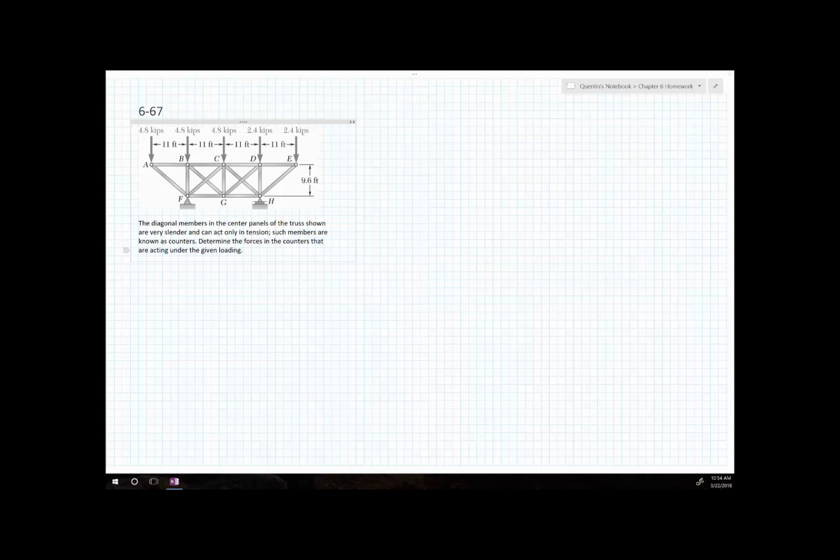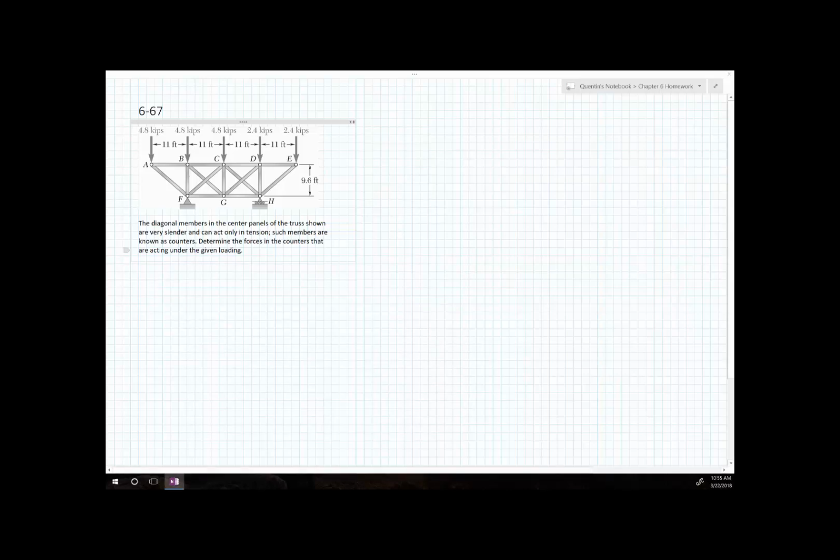Okay, let's look at problem 667 in the ninth edition. It's a counters problem. You have this truss, and it says the diagonal members in the center panels of the truss are very slender and can only act in tension. Such members are known as counters. Determine the forces in the counters that are acting under the given loading.